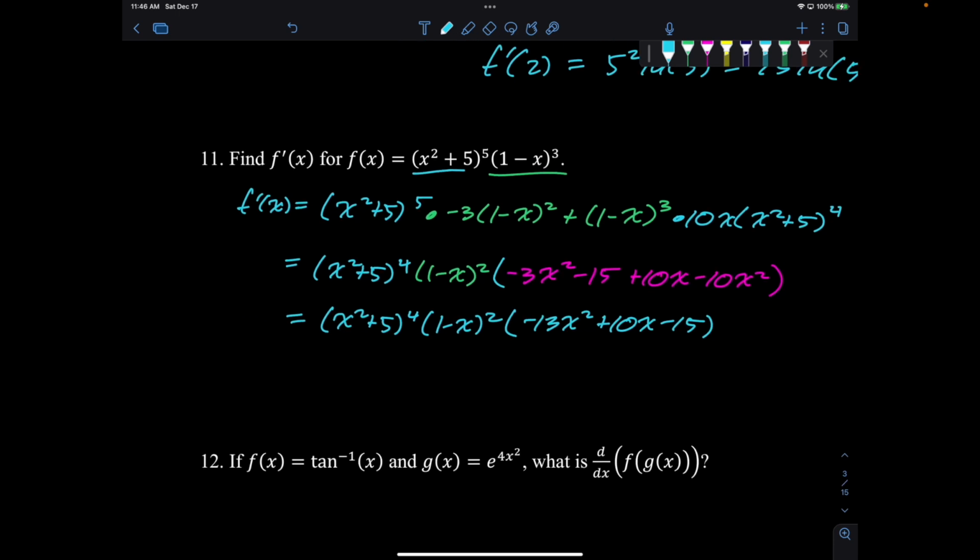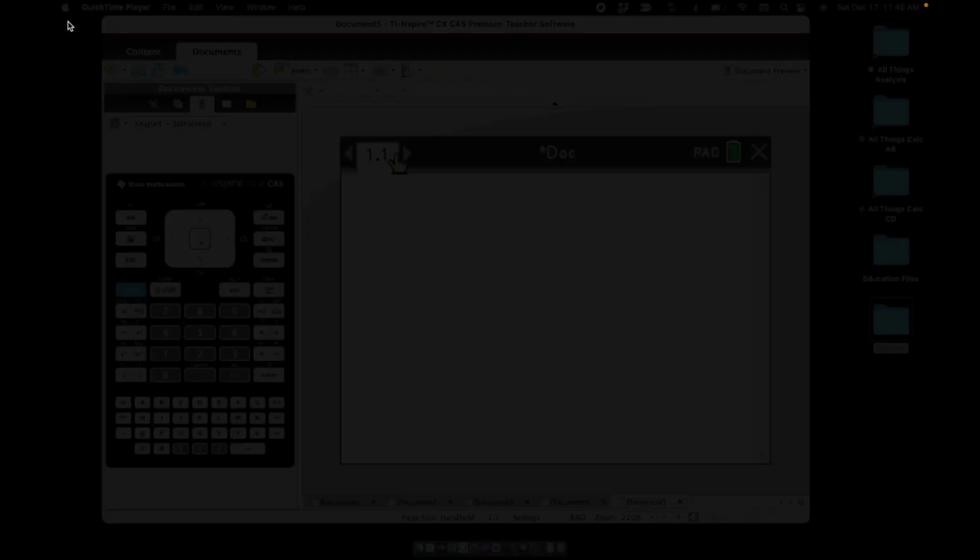Should we check this on a calculator? I think so. I think there's a really good chance the calculator will say that this is x minus 1 squared, because it likes to do nonsense like that. Let's try on the calculator and see if we get the same thing.